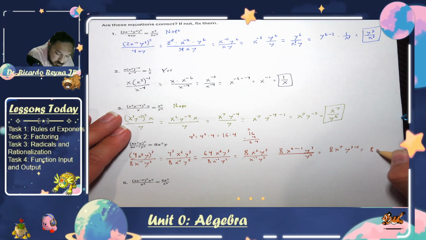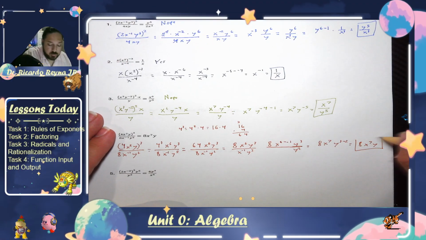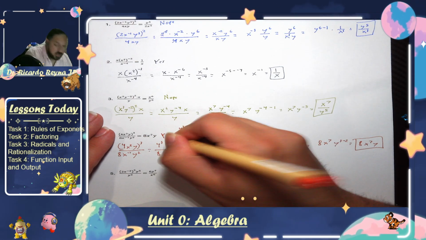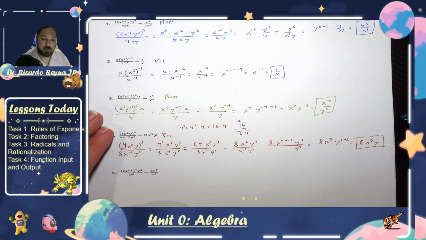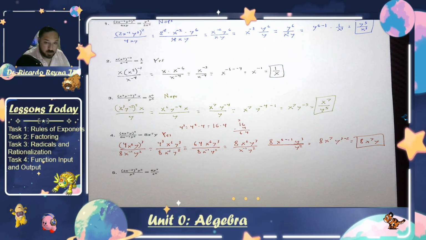So 8x to the 7 y. Y to the 1, right? But we know we can just get away with writing y. Does that match? Yes, it does. Okay, we have another yes. Yippee. Okay, right. Let's keep it going.